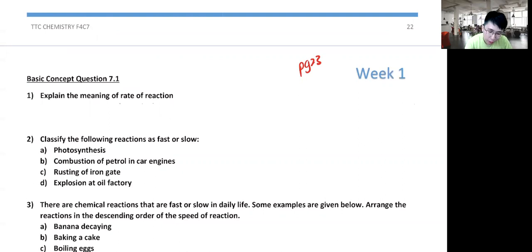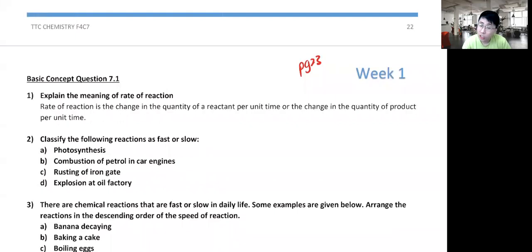Okay, so what is the meaning of rate of reaction? Basically you measure, number one, the change of quantity of your reactant or product, and you divide by the time taken for your complete reaction. So therefore, it's the change in the quantity of reactant per unit time, or the change in quantity of product per unit time. So the keyword in simple form is per unit time.